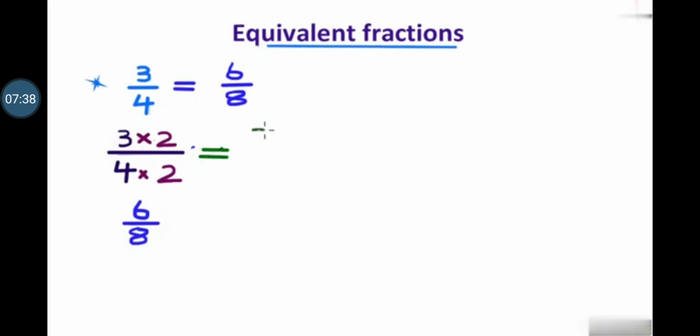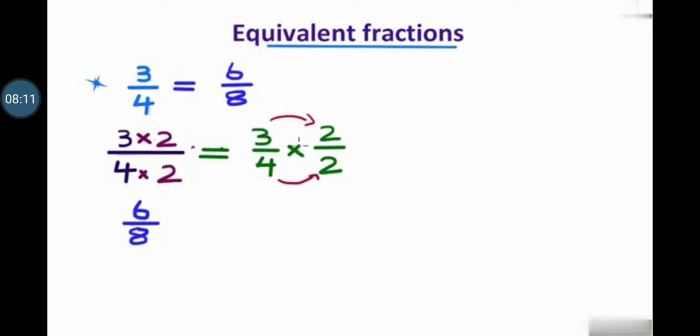We can also write it in this way: 3 upon 4 multiplied by 2 upon 2. My dear students, keep it in your mind, when we multiply, the numerator can be multiplied by the numerator and the denominator can be multiplied by the denominator. So you can write it in this way also.